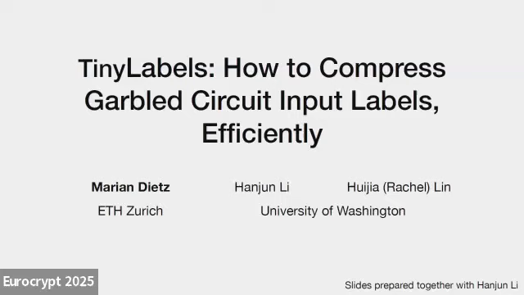But this is not at all going to be about iO. In fact, I'm going to try to convince you that label compression is something that lies on the other end of the cryptographic spectrum, that we can actually instantiate concretely and efficiently today.